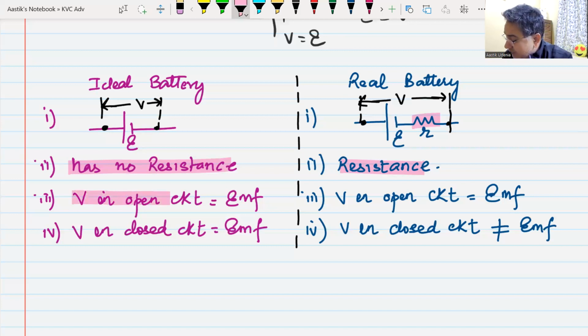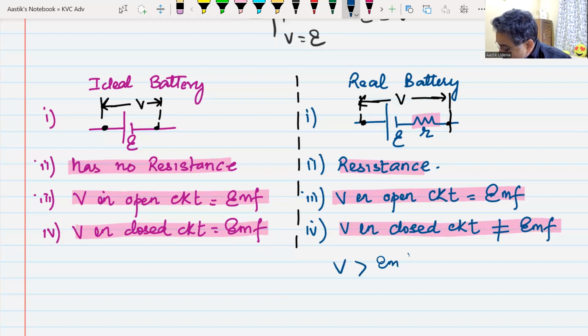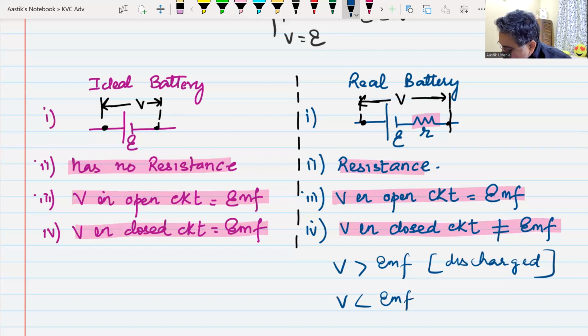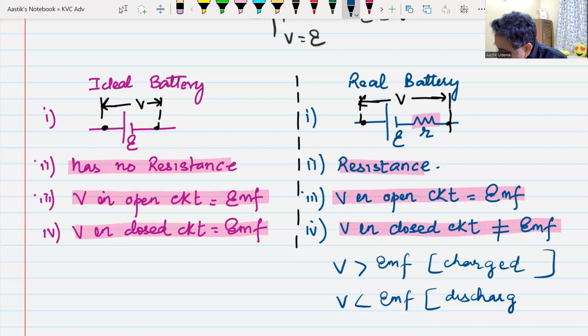For an ideal battery, whether you find V in open circuit or in closed circuit, it is always equal to EMF. But in a real battery, in open circuit, it is equal to EMF. In closed circuit, it is not equal to EMF. In fact, V is greater than EMF when the battery is getting charged, and V is less than EMF when the battery is getting discharged.